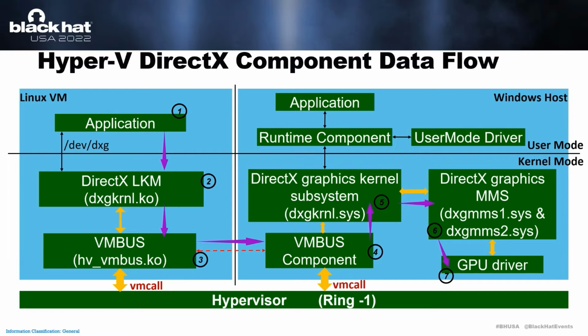The data flow of the Hyper-V component also starts from the application. The application sends data to the Linux kernel module, DXG kernel, through a set of IOCTLs exposed from the /dev/dxg device file. The Linux DXG kernel driver module communicates with the DirectX graphic kernel subsystem in the host machine through the VM bus component, and the subsequent process is the same as WDDM.